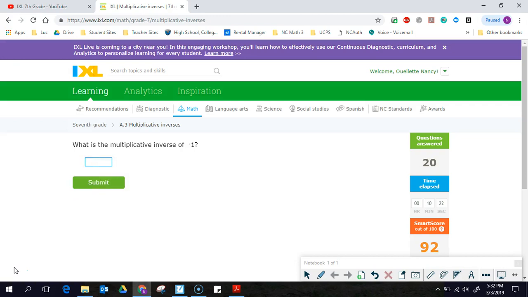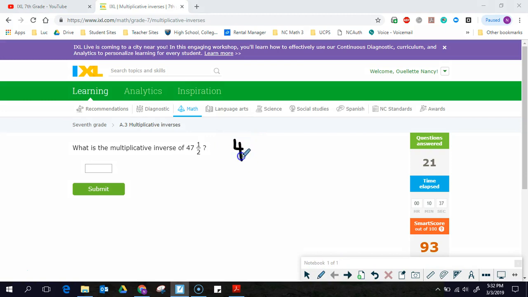We're in the challenge round, so multiplicative inverse of negative 1 is just negative 1. Remember, it's just the number that you multiply it by to get 1. So let's do one more, and then I think we'll stop. Let's see. 47 and 1/2. Got to change it to an improper fraction. 2 times 47 is 94. Plus 1 is 95 halves. So the multiplicative inverse is going to be 2 divided by 95.